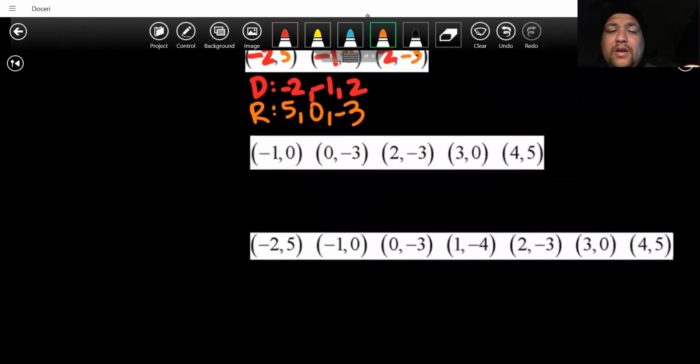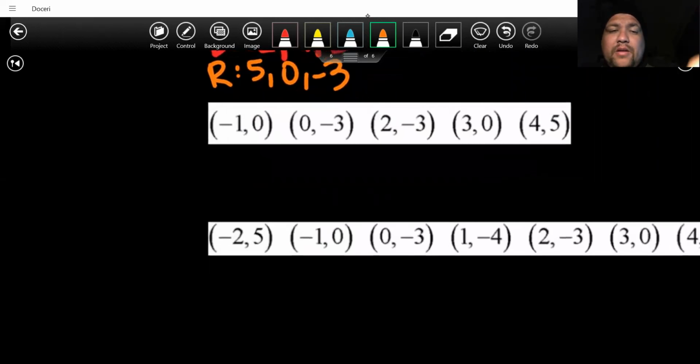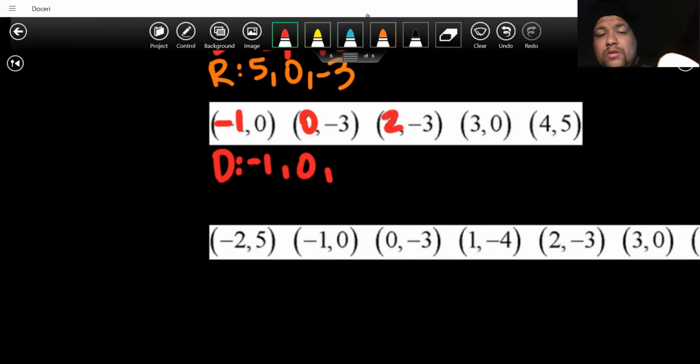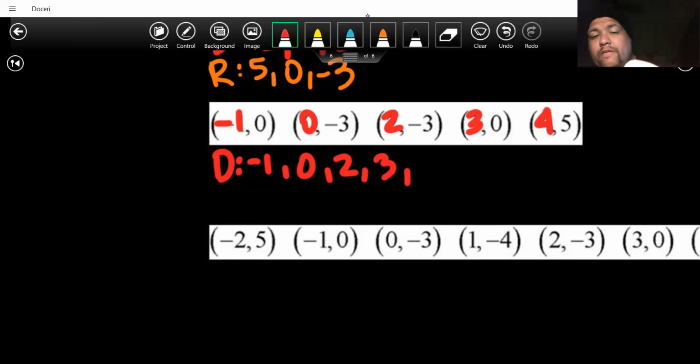Okay. Next one that you're seeing here, again, you do not need to repeat numbers if they do occur twice. So -1, we're good here. 0, we're good there. 2, boom. 3, and 4. Those are domain values represented by your X value.